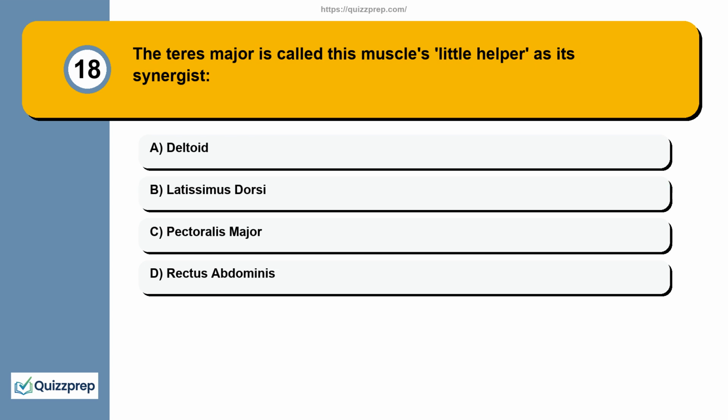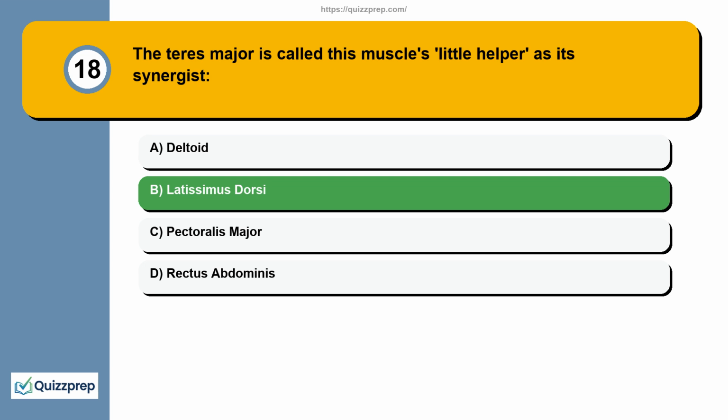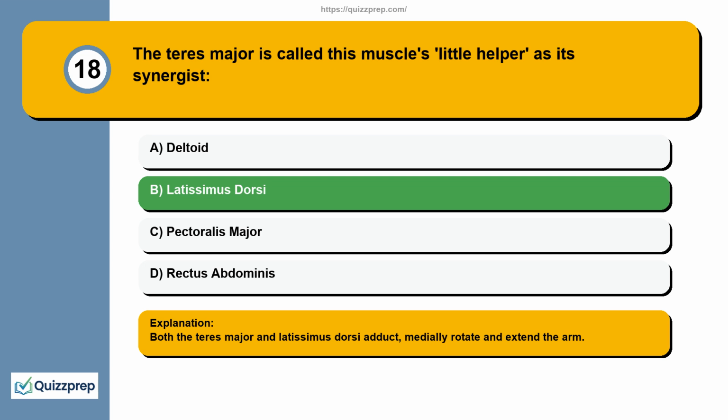Question 18. The teres major is called this muscle's little helper as its synergist. Deltoid, latissimus dorsi, pectoralis major, rectus abdominis. Both the teres major and latissimus dorsi adduct, medially rotate and extend the arm.